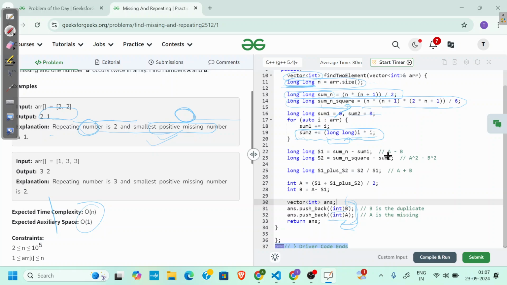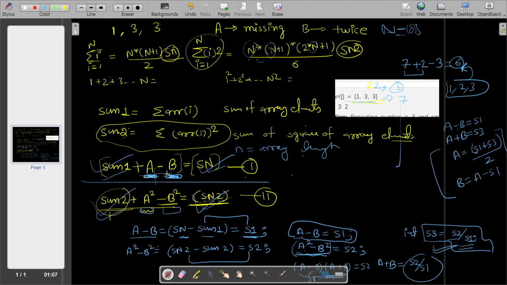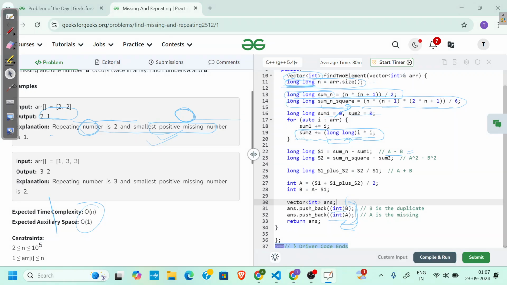So this is s1. What will be s1? a minus b, that I mentioned. a minus b will be sum n, the summation of 1 to n, minus sum 1. And a square minus b square will be the summation of 1 square plus 2 square up to n square, minus sum 2. The same thing: s1 is sum n minus sum 1, which is a minus b, and a square minus b square is the summation of n square minus sum 2.